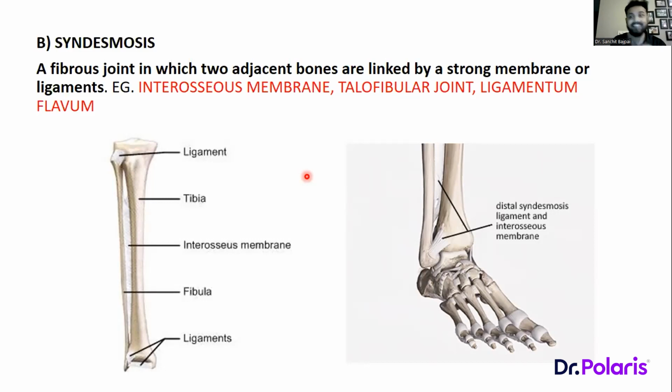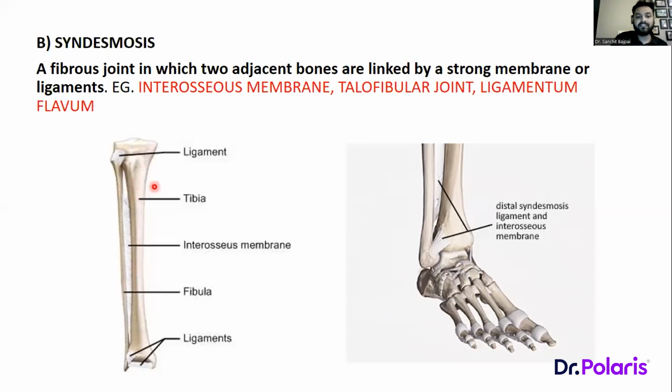But what exactly is the difference between a suture and a syndesmosis? In a suture, there are two bones coming together. Here, in between the two bones, you will have a strong membrane or a ligament which connects them. This is the difference between suture and syndesmosis. So wherever two bones are connected by a membrane or a ligament, that particular structure will be given the name syndesmosis. Now let me give you an example.